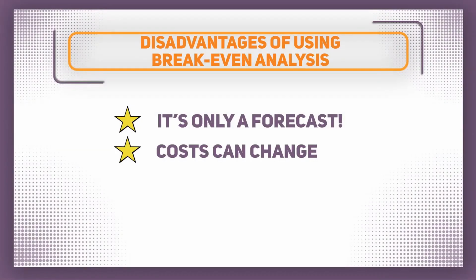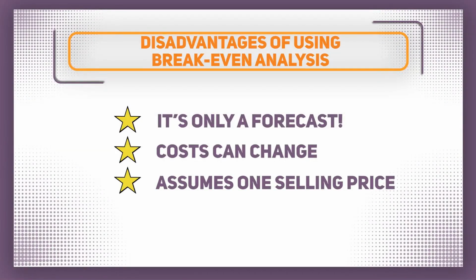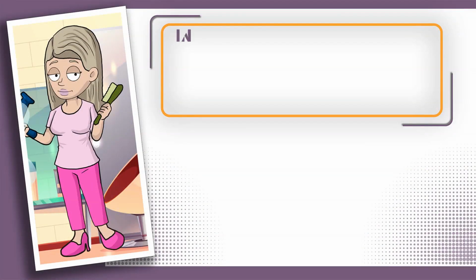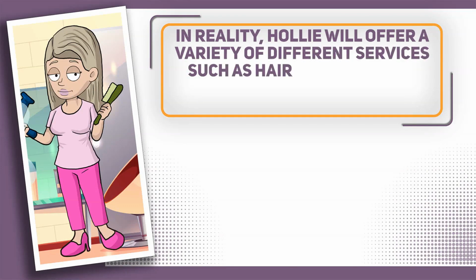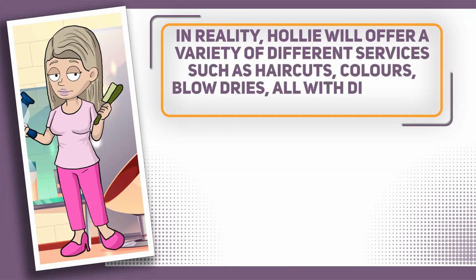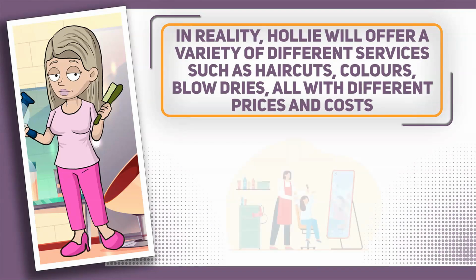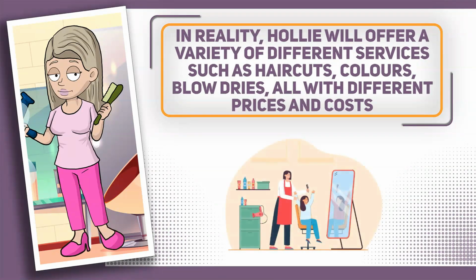You also have to keep in mind that the forecast assumes that there's only one selling price. Holly may actually decide to offer a student discount, for example. It also assumes that there's only one service, and in reality, Holly will offer a variety of different services, such as haircuts, colours, blow dries, all at different prices and with different costs. A break-even analysis can be quite restrictive for services, such as hairdressing, as prices can vary enormously.